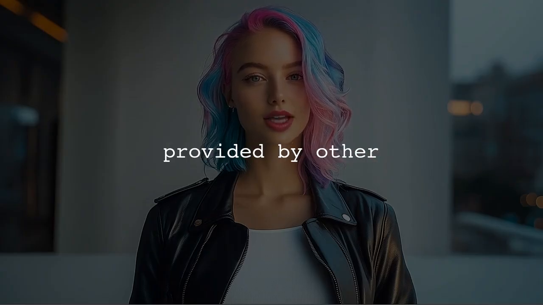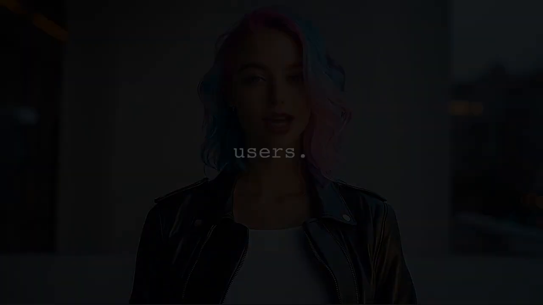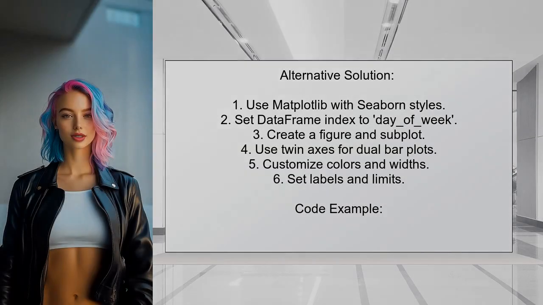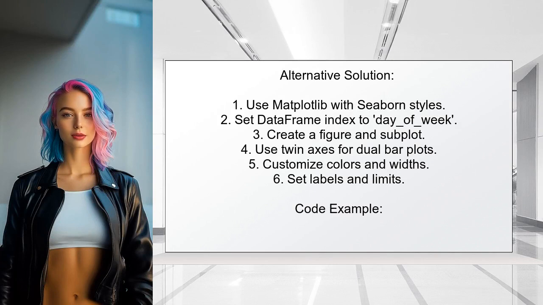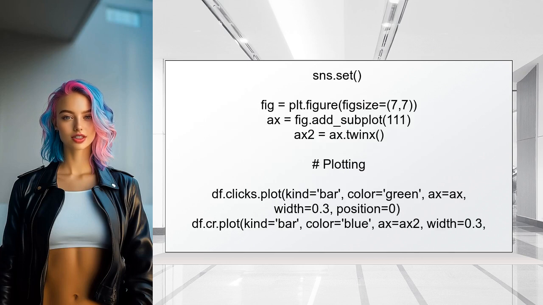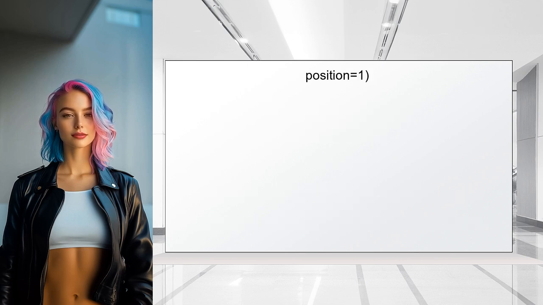Now let's look at the answers provided by other users. An alternative approach to creating a bar plot with 2 variables for each group involves using matplotlib along with Seaborn styles. First, set up your data frame and index it by day of the week. Then, create a figure and add a subplot. Use the twin axes feature to plot clicks and conversion rates side by side, customizing the colors and widths of the bars. Finally, adjust the labels and limits for clarity.